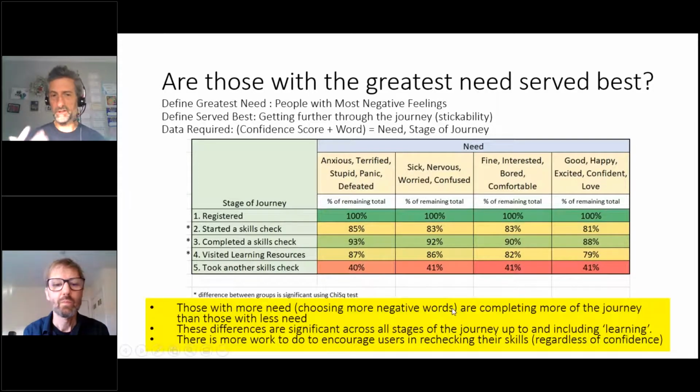So in conclusion, there's quite a lot to take on there, but in conclusion, those with more need are completing more of the journey. The differences are significant up until and including learning, but there is more work to do to try and encourage users to come back and recheck their skills, and that's regardless of their need and their confidence. So that's the second example.